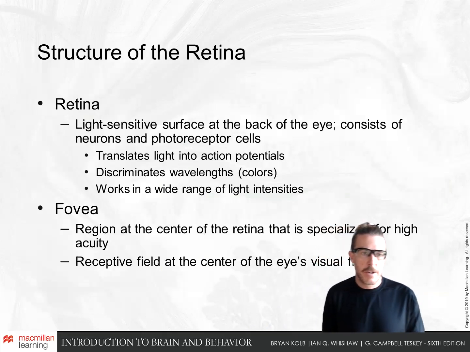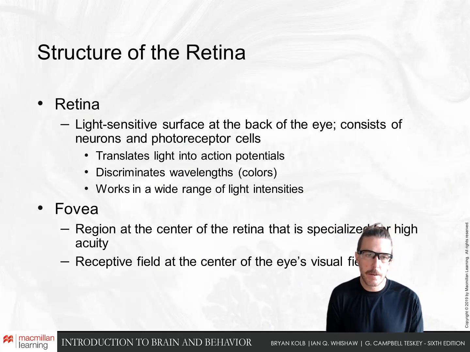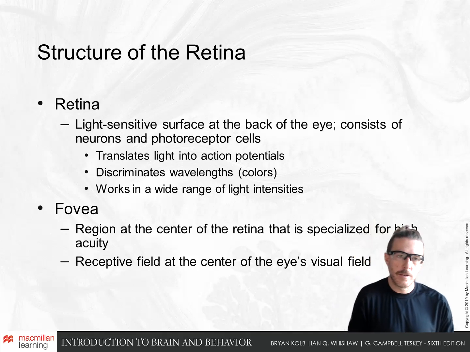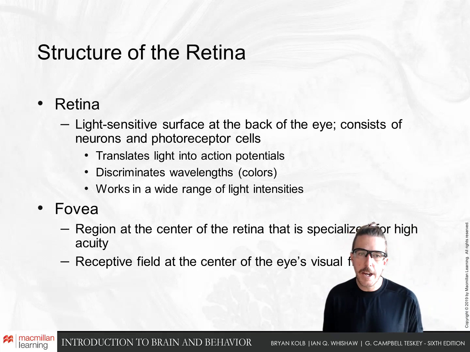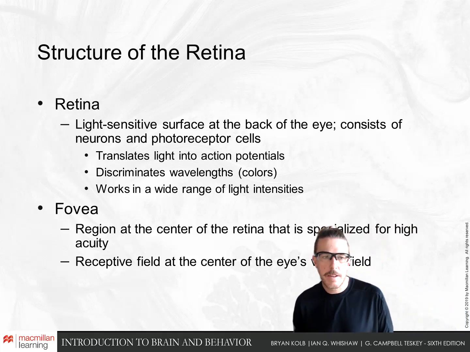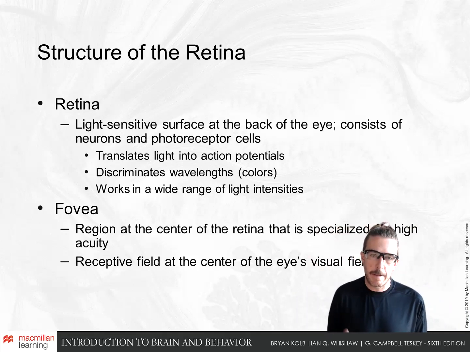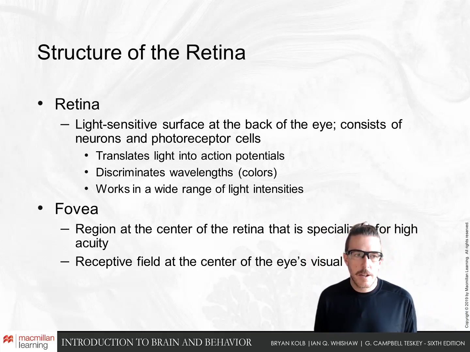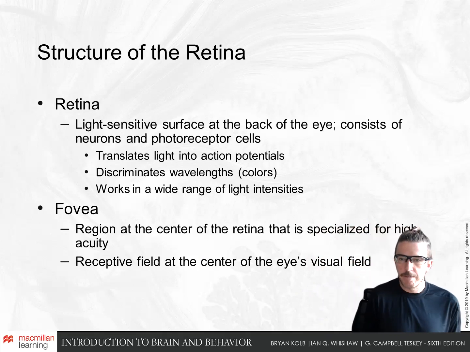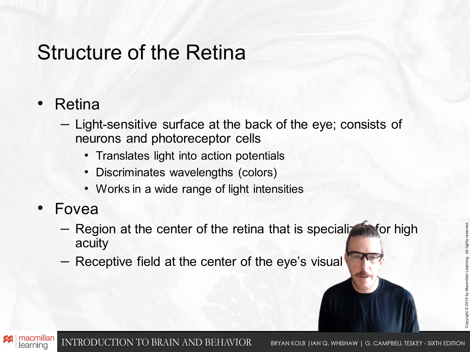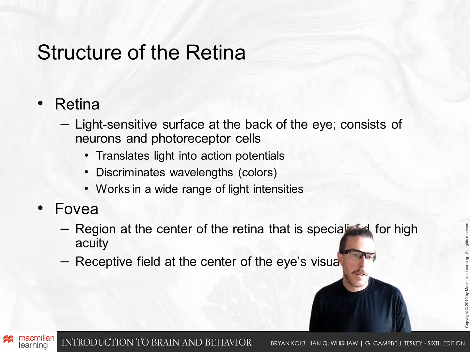The retina, as we mentioned, is a light-sensitive surface at the back of the eye. It is full of neurons and the photoreceptor cells, the rods and cones. These photoreceptor cells transduce light into action potentials. They discriminate different wavelengths because some of the cells are differentially activated by different colors. And the retina works in a wide range of light intensities because it has some cells that are sensitive to very, very faint amounts of light as well.